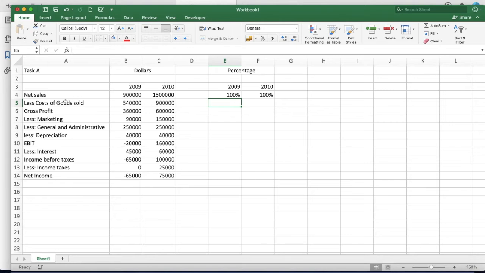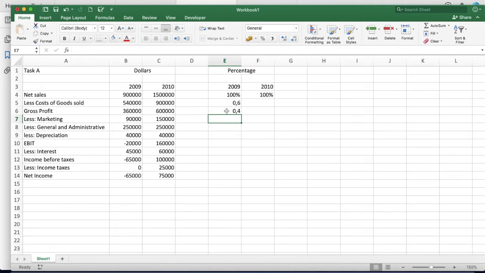Now for the cost of goods sold, we transform this number into percentage compared to the net sales, which means equal to the cost of goods sold of 2009 divided by the sales of 2009. We see here that the cost of goods sold represents 60% of the sales of the year 2009. Then we do the same thing for the gross profit, equal to the gross profit divided by the net sales, and so on.